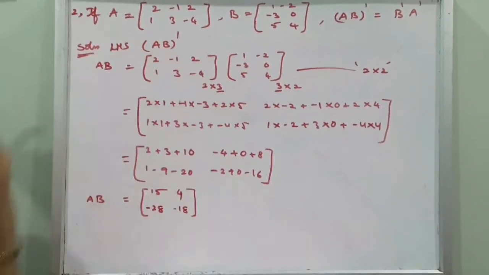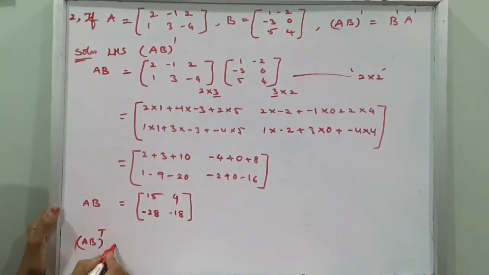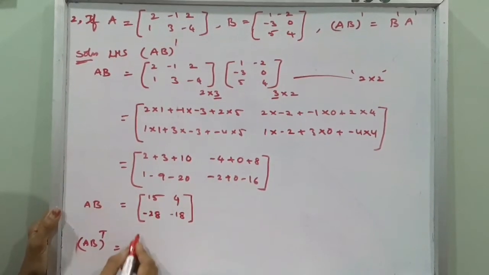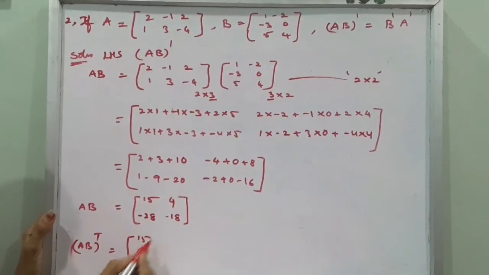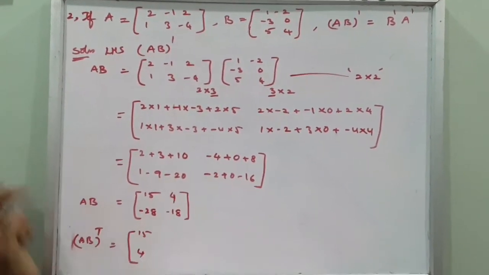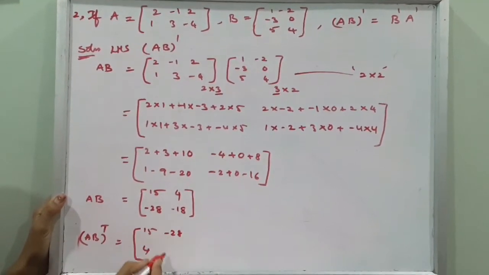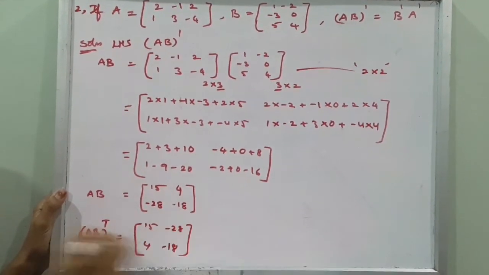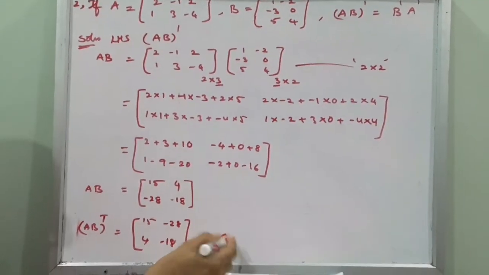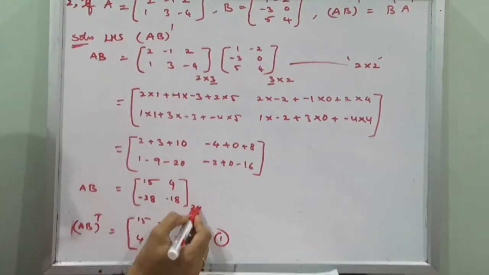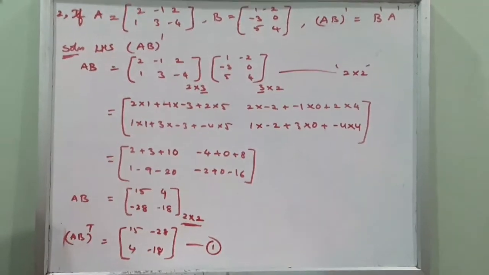Now here LHS is AB whole dash. It's nothing but AB whole transpose. The transpose means interchanging the rows and columns. First row will be first column, second row in second column. 15 minus 28, 4 minus 18. Let us suppose it's equation 1. Here we got a 2 cross 2 matrix.